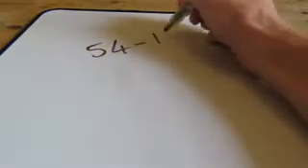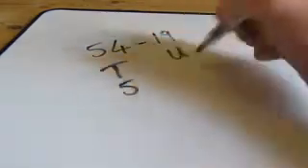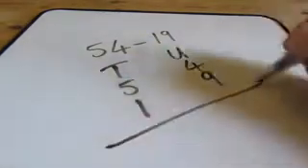so let's have a look at this method but with borrowing. Borrowing is when you've got a number in the top half that is smaller than the bottom half. So let's look at, for example, 54 subtract 19. So we have our tens, we have our units, we've got 54, we've got 19, and we're subtracting.